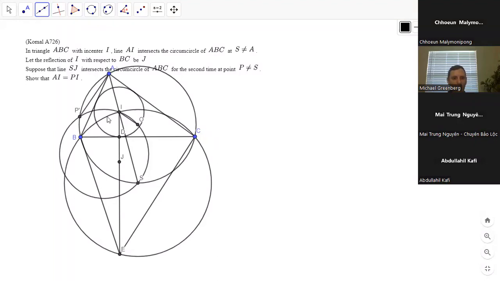I wonder if these triangles are congruent right here. IOP prime and, what was I thinking? Is this a parallelogram right here? No, I don't think so.